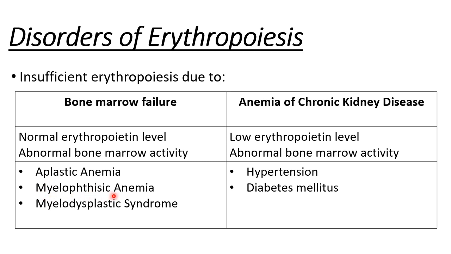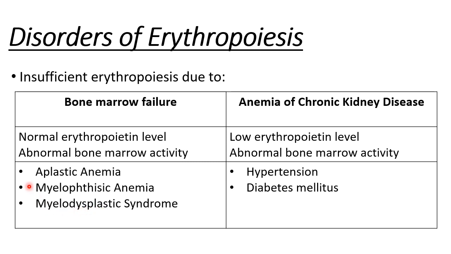Myelodysplastic anemia and myelodysplastic syndrome, di-discuss din natin yan further later, no? Pero as an overview, myelophthisic anemia is caused by problems of infiltration of tumor cells. Sa myelodysplastic syndrome naman, myelo means bone marrow, dysplasia means abnormal maturation. So, meron tayong abnormal differentiation of your blood cells inside the bone marrow.